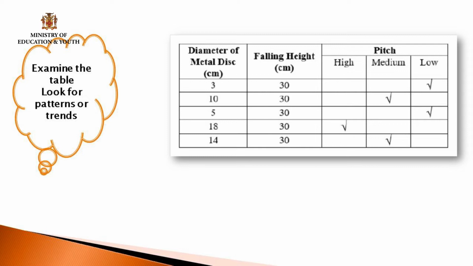So we can more or less determine that the trend is for the lower values, diameters of lower values, the pitch is low. Those in the middle, the pitch is medium, and those higher, right, 18 it would record a high pitch. All right, so let's now go back to the question.